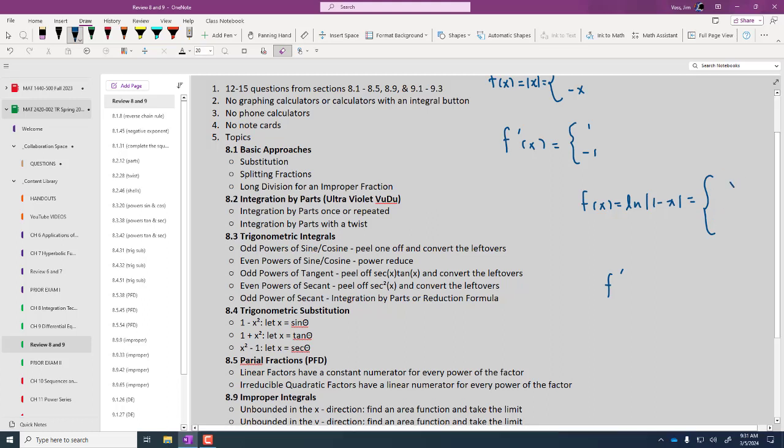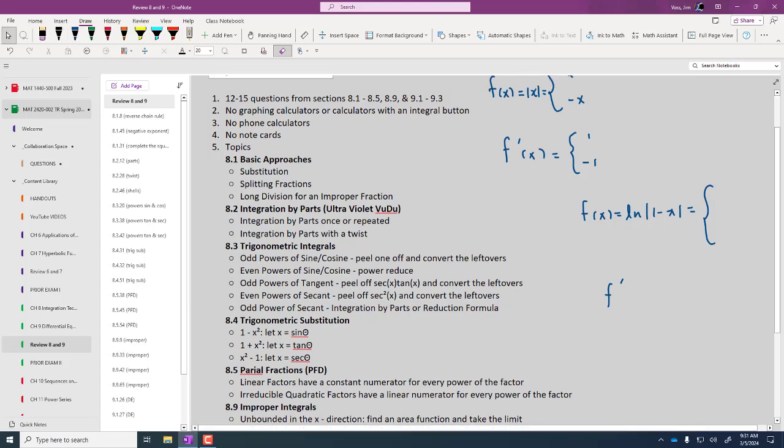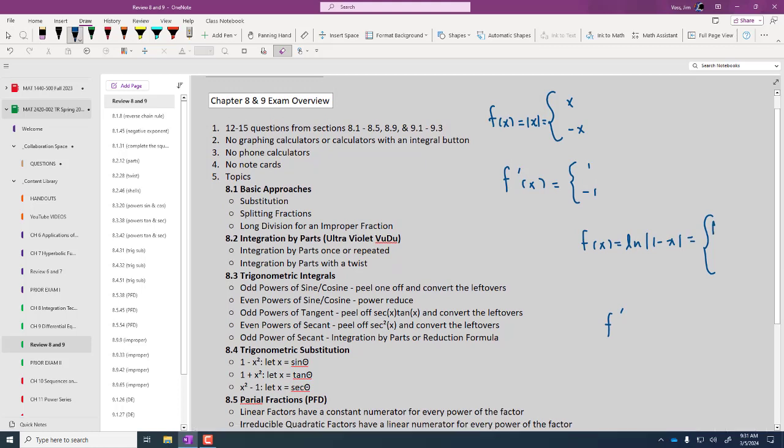Smooth. Come on, get all of it. Okay, there should be an ln. So, oh my gosh.